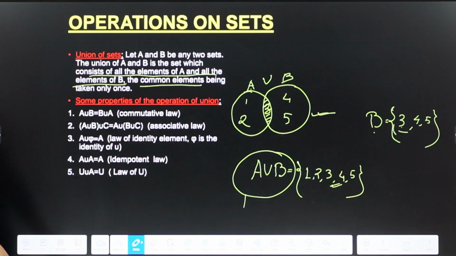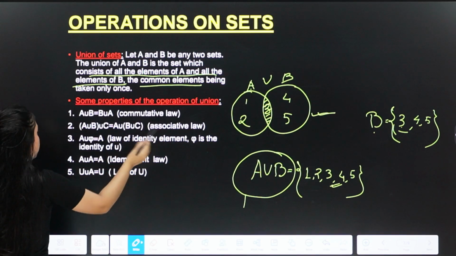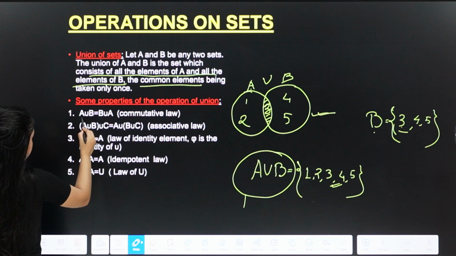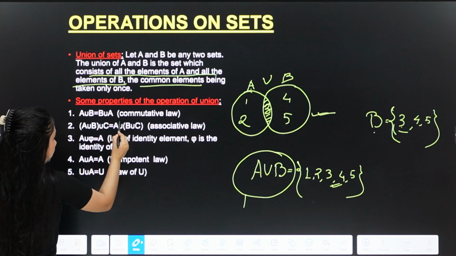And we have some properties related to union of two sets. The first one is A union B is equal to B union A. That is the commutative law.